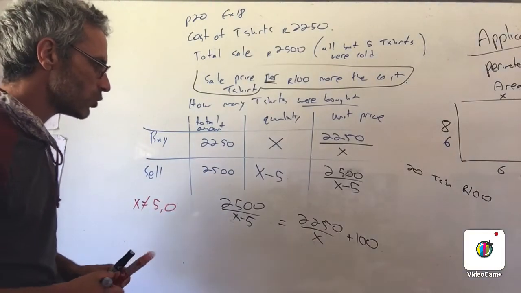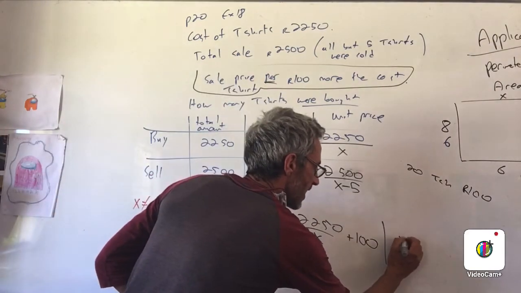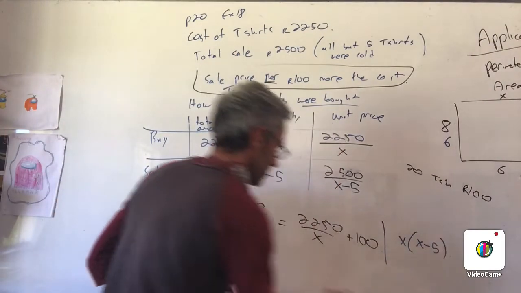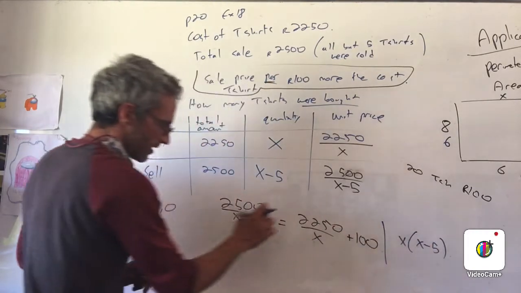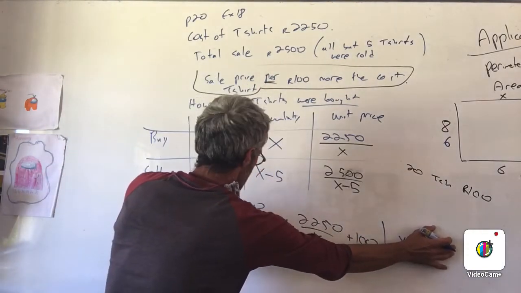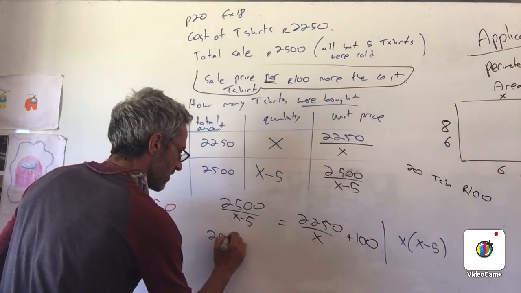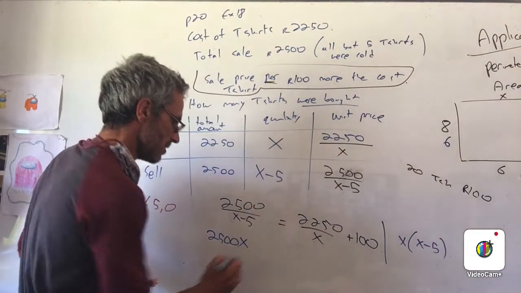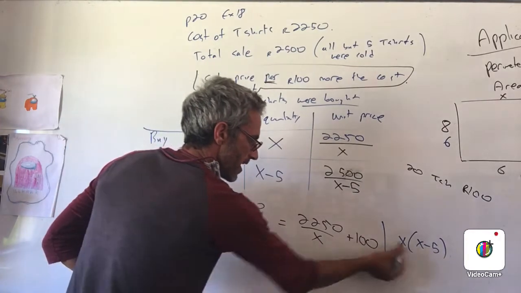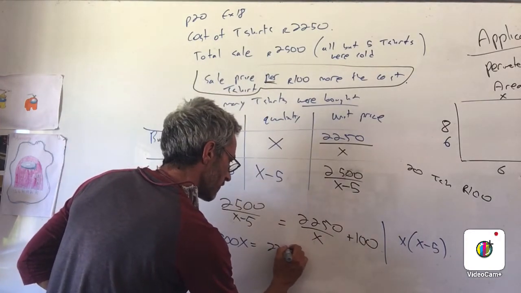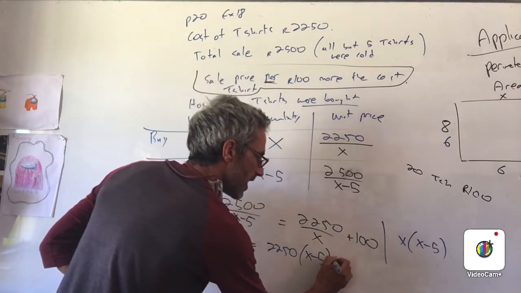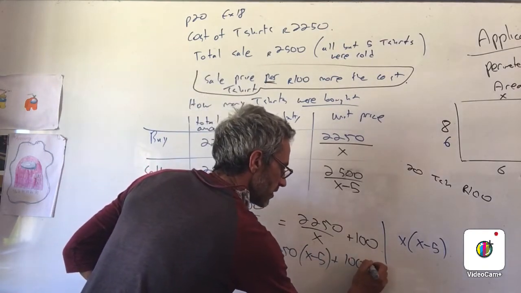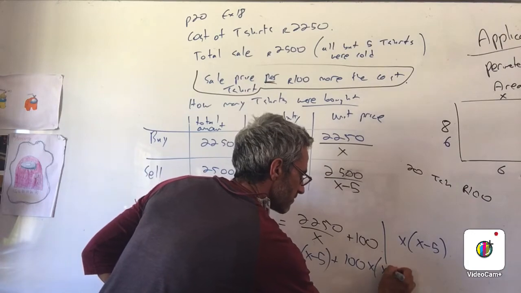Next thing we've got to do is multiply by X times X minus 5, the stuff in the denominator. So if I multiply that by this, the X minus 5 dies. Then I get 2,500X equals, the X dies here, I've got 2,250 times X minus 5 plus 100 times X times X minus 5.